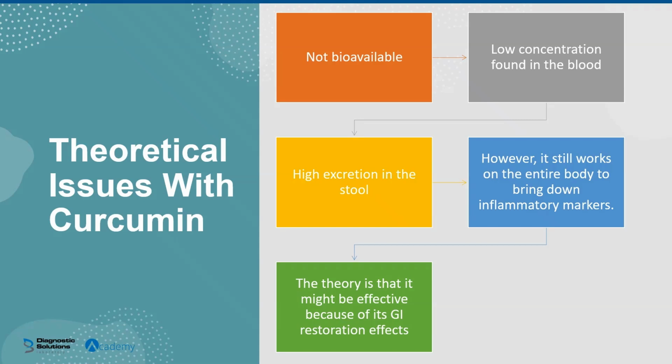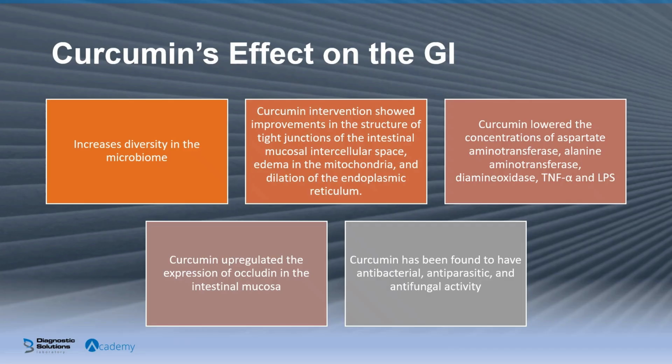However, with the inflammatory bowel disease patient, that's our goal. Our goal is to see high amounts within the GI tract so we can keep the anti-inflammatory properties locally. Curcumin has also been shown to have a significant amount of effects on the GI. It has been shown to improve biodiversity within the microbiome, improve tight junctions of the mucosa of the GI tract, helps with mitochondrial function, and helps regulate the endoplasmic reticulum. It lowers ALT, AST of the liver, and TNF alpha and LPS. It upregulates occludin in the intestinal mucosa, which protects the cells, and it's also been found to have antibacterial, antiparasitic, and antifungal activity.